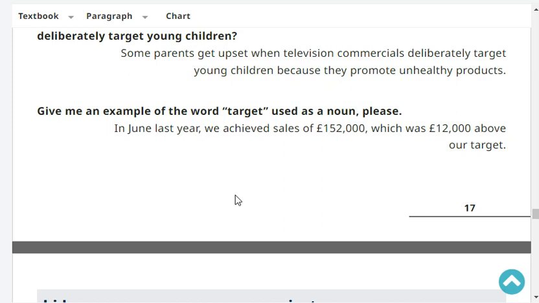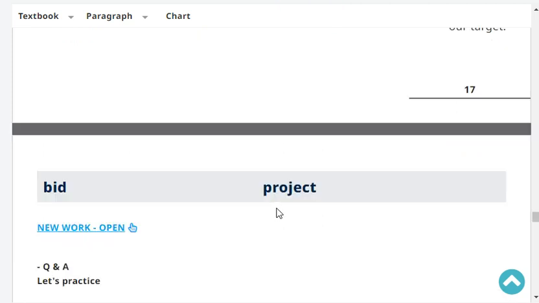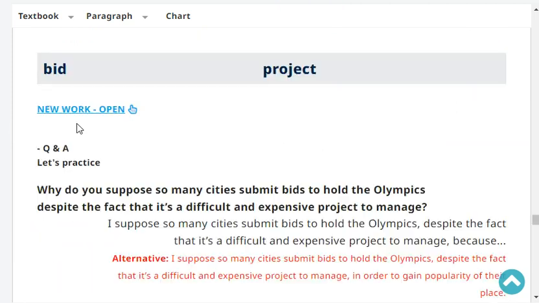Give me an example of the word target used as a noun, please. In June last year, we achieved sales of 152,000 pounds, which was 12,000 pounds above our target. Very good. Okay, next, repeat.